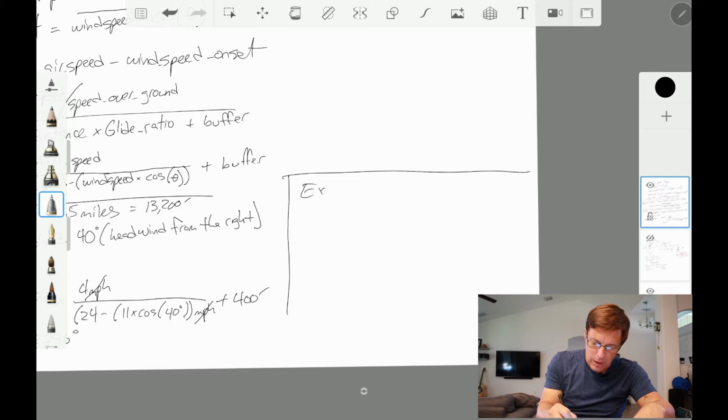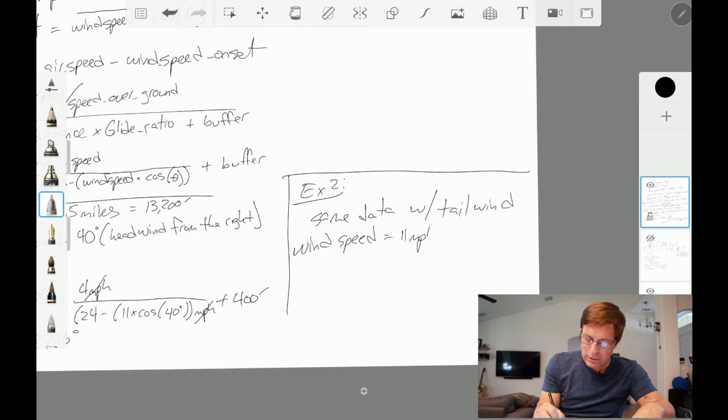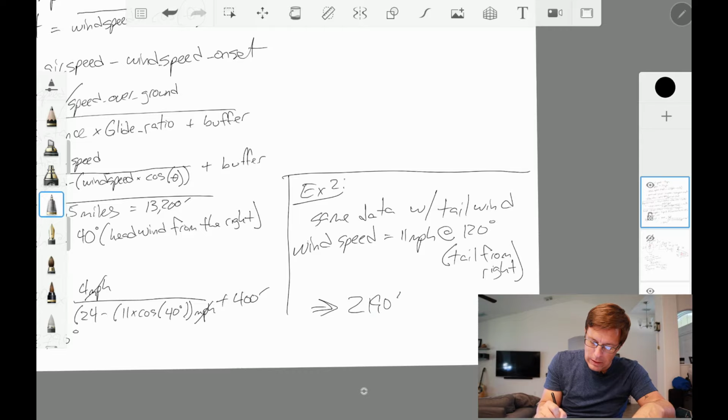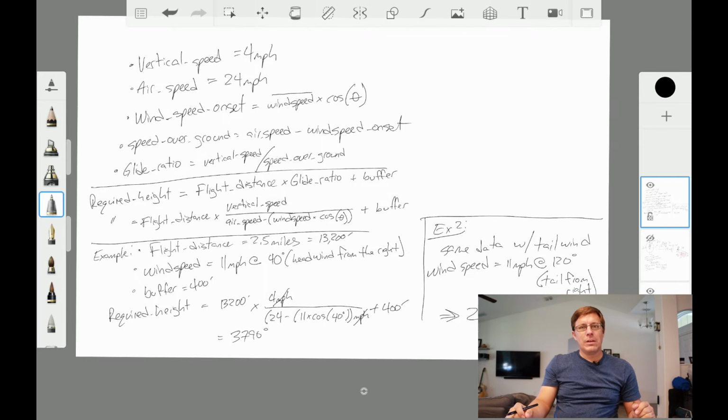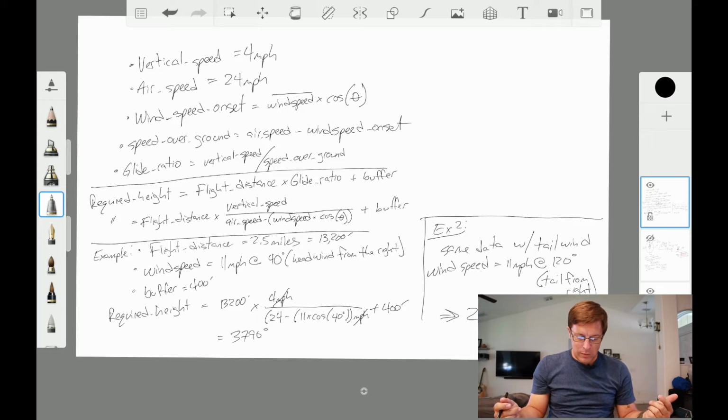Well, watch this. Example 2: same data with a tailwind. Wind speed equals 11 miles per hour at 120 degrees, which is a tailwind from the right, equals 2,190. So if you have a tailwind, obviously you don't need to be as high because it's going to push you there faster. So yeah, I think my equation's good.